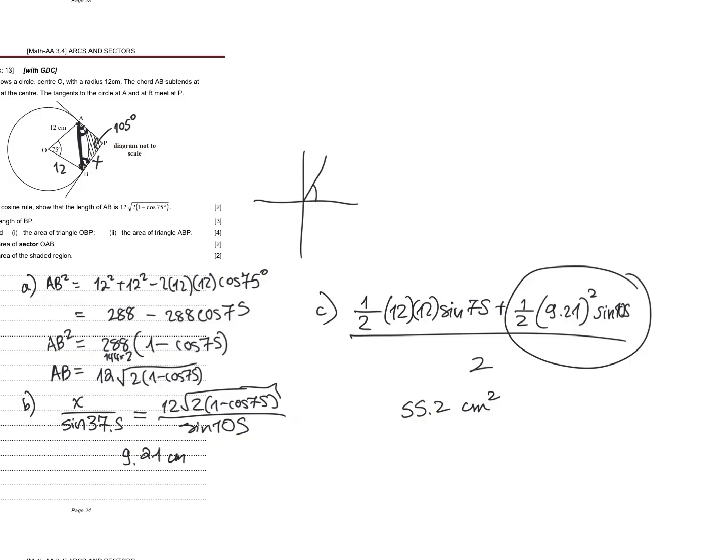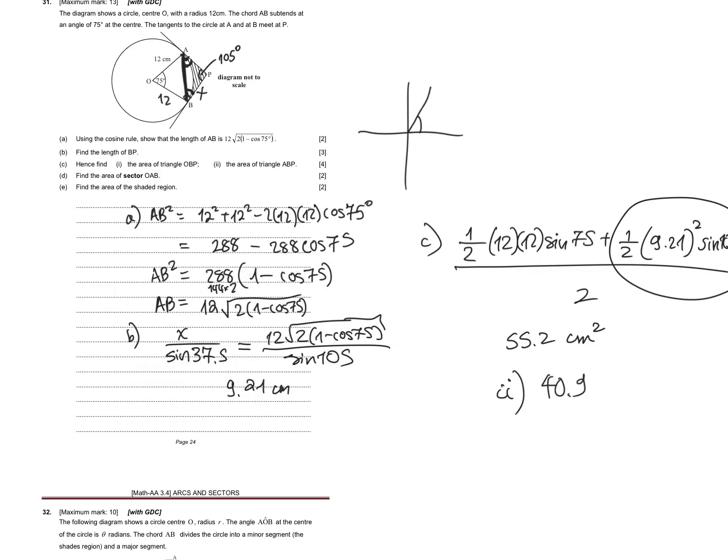And the triangle A, okay, so that's just this one. That should be 40.9 for part c.